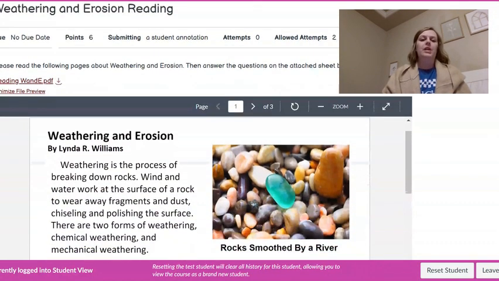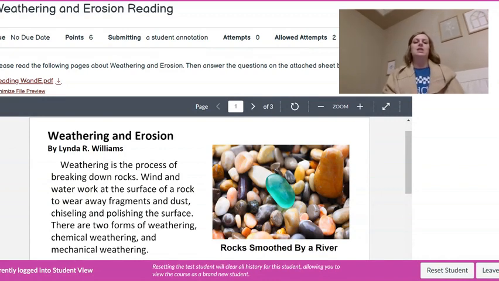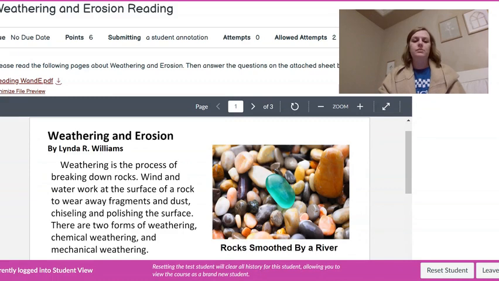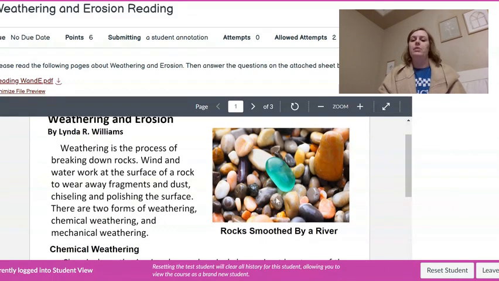Weathering and erosion. Weathering is the process of breaking down rocks. Wind and water work at the surface of a rock to wear away fragments and dust, chiseling and polishing the surface. There are two forms of weathering: chemical weathering and mechanical weathering. This picture here shows some rocks that have been weathered. If you can see, they have really smooth edges. And if you find a rock in a river, if it's been there for a while, it's pretty common to see these really smooth edges, and that's because of weathering.